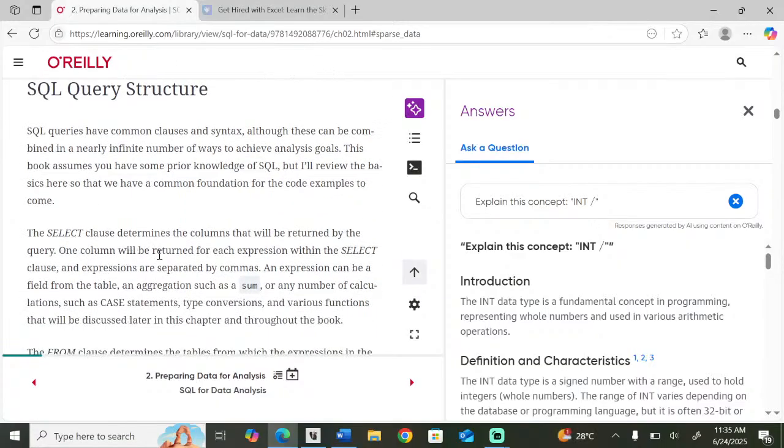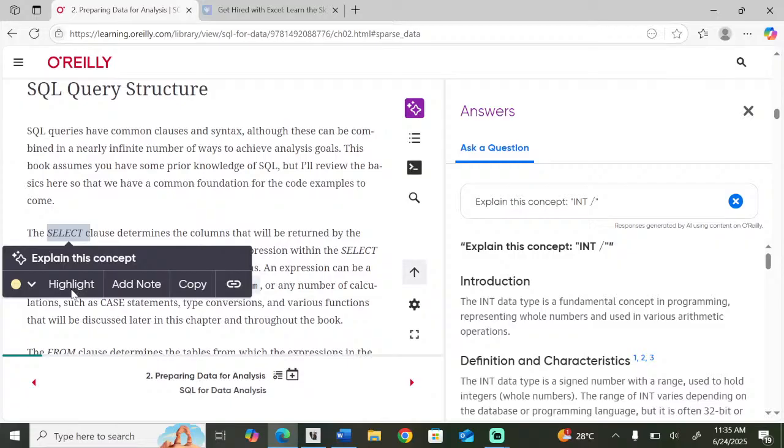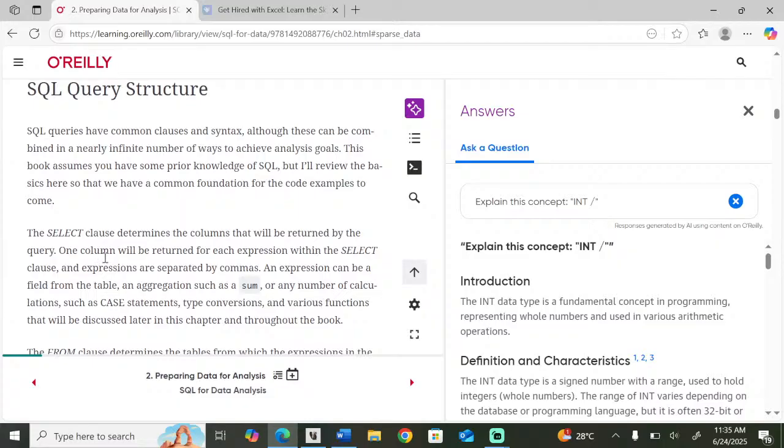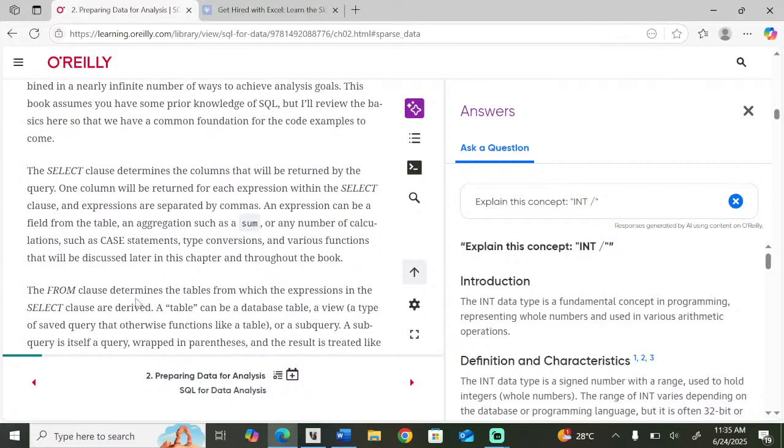So we are going to talk about the phrases that are used in SQL. The select clause. This is the most commonly used one. The select clause determines the columns that will be returned by the query. One column will be returned for each expression. The select clause expressions are separated by commas. An expression can be a field from the table, an aggregation such as sum, or any calculation.